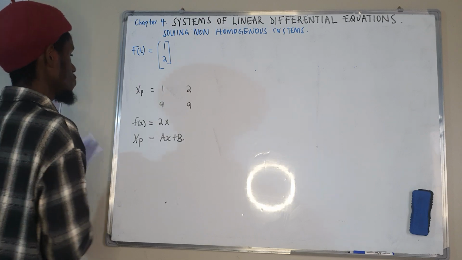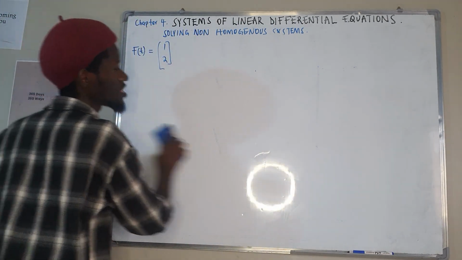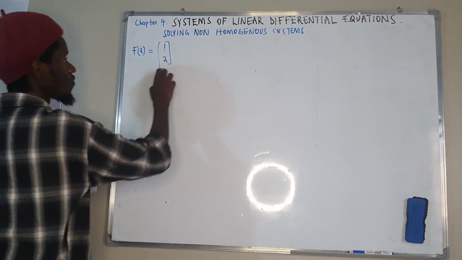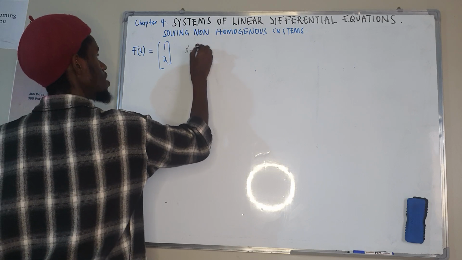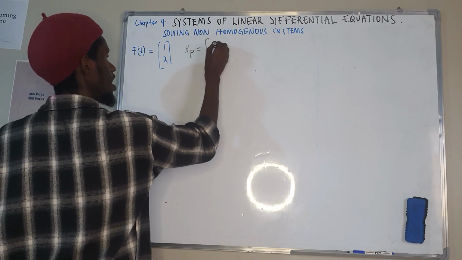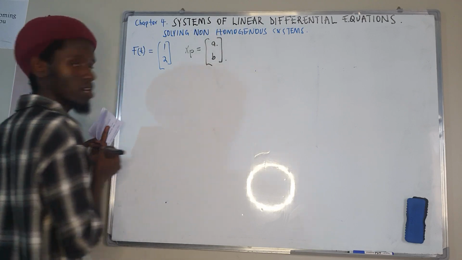Also here, we assume that our f of t is just a constant. Therefore, I want my xp to be a constant again. I'll have a1 here, and then a b1 here. Just like that, as simple as that.